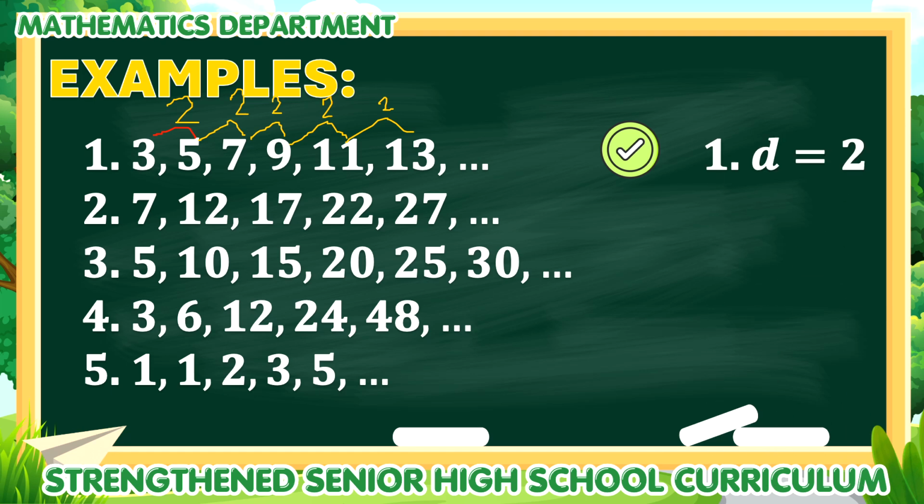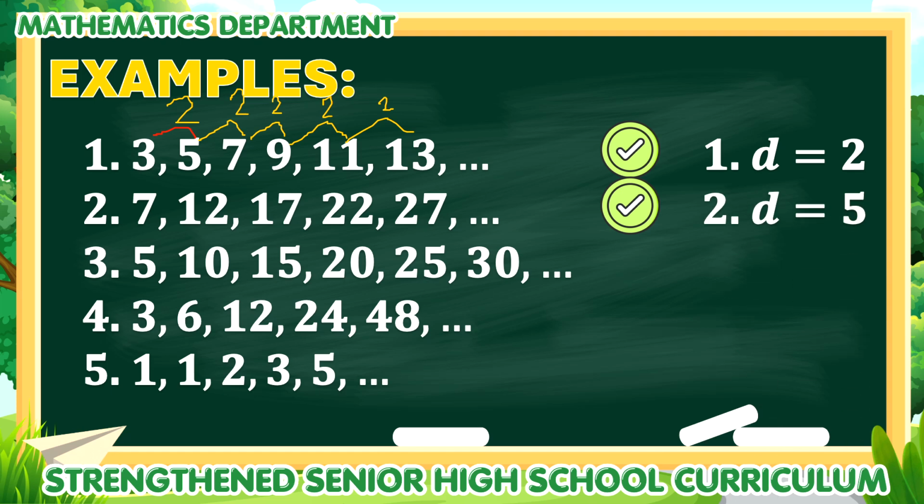For our second example, by observing our pattern, we know that we obtain our second term by adding 5 to the previous term. So that is 7 plus 5, that gives us 12, 12 plus 5, that gives us 17, 17 plus 5, that gives us 22, and 22 plus 5, that gives us 27. So therefore, we have here a common difference of 5. So this is an example also of an arithmetic sequence with a common difference of 5.